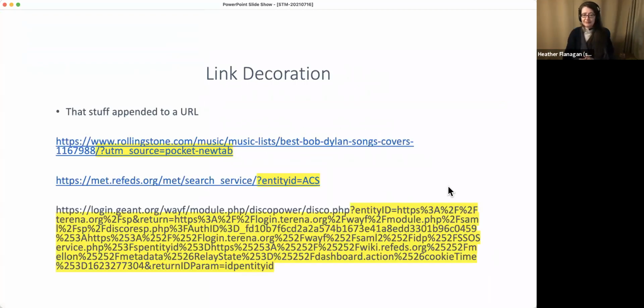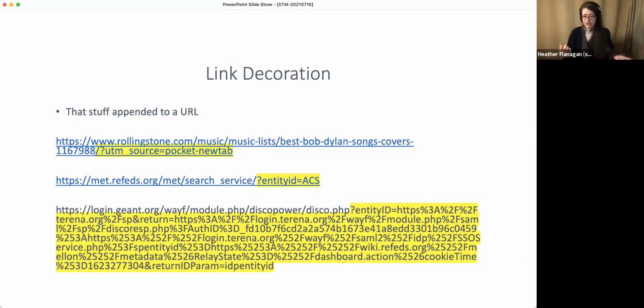Link decoration. That's the stuff that's appended to a URL, and I promised you some examples. The first example is very much a tracker. It's basically saying, where are you coming from to get to rollingstone.com? You came from something called Pocket. Now they can actually see that and track that over time. But the next one, met.refeds.org, the question mark entity, that's a search string. That's all that is, and that's perfectly valid.